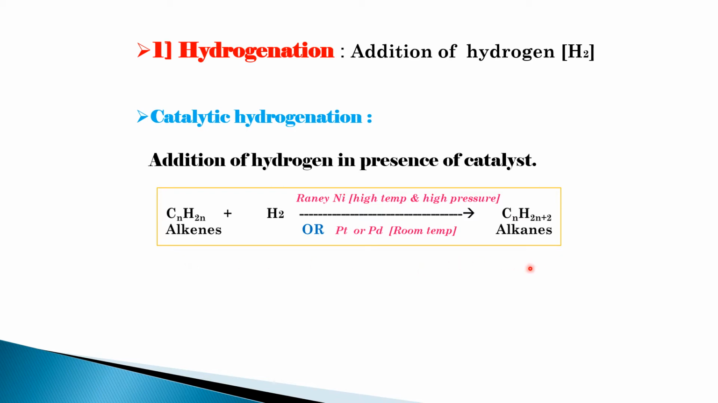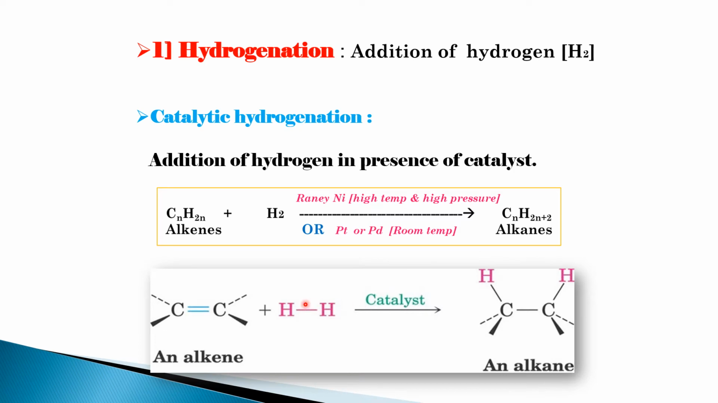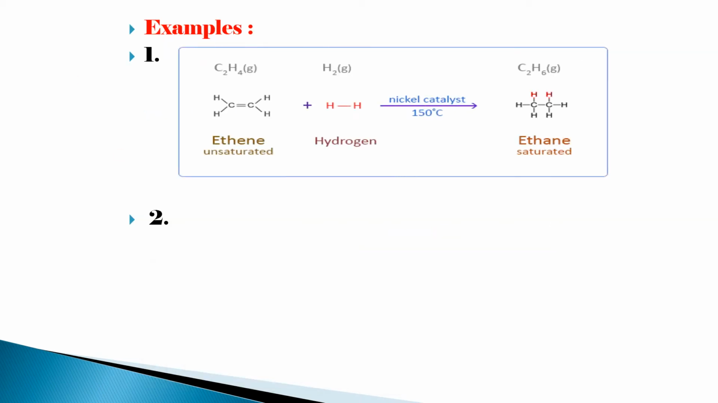So general reaction. Here, when H2 is added to alkenes in presence of catalyst, the pi bond between carbon and carbon, which is weak, breaks and new sigma bonds form between carbon and hydrogen. It means the double bond is converted into single bond, that is, alkenes are converted into alkanes. These are the examples of hydrogenation.